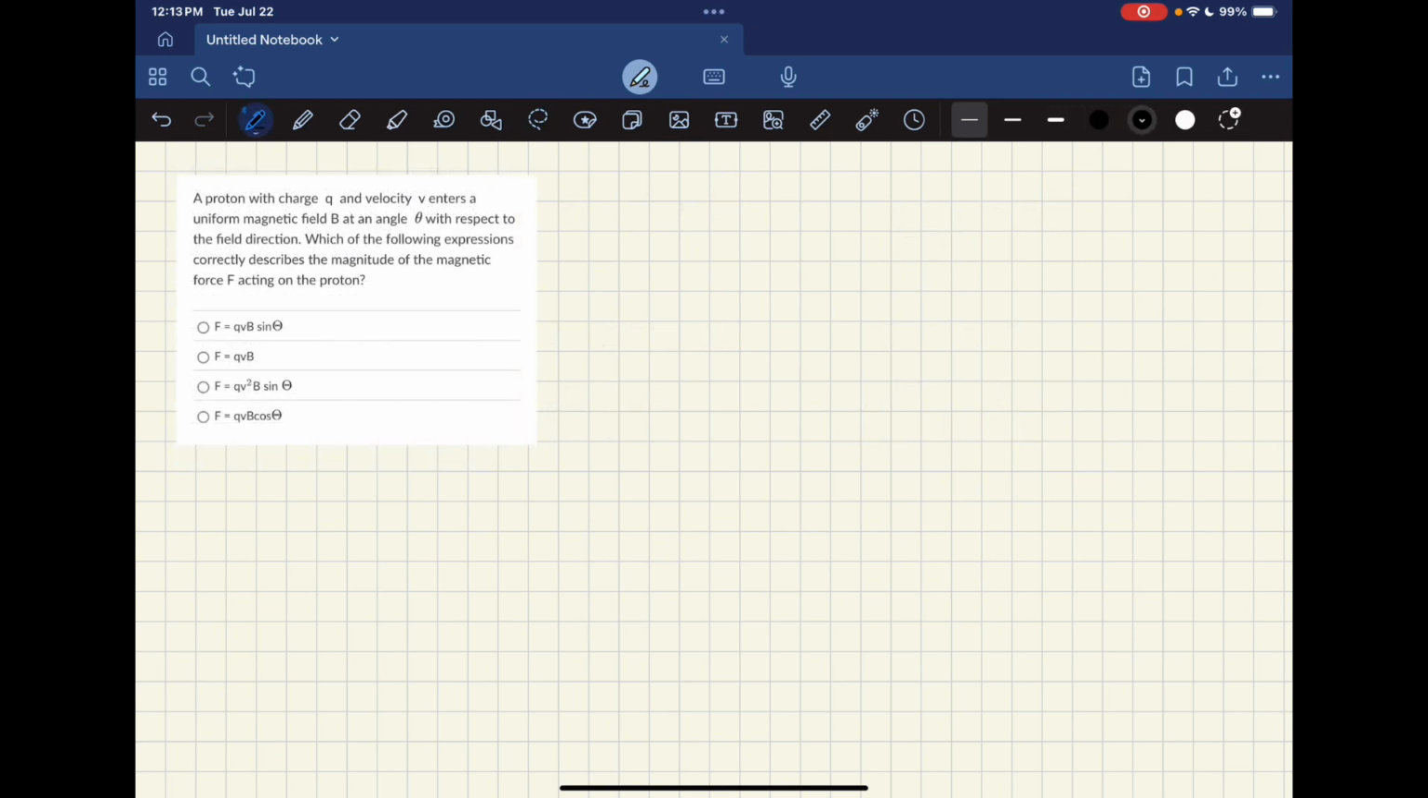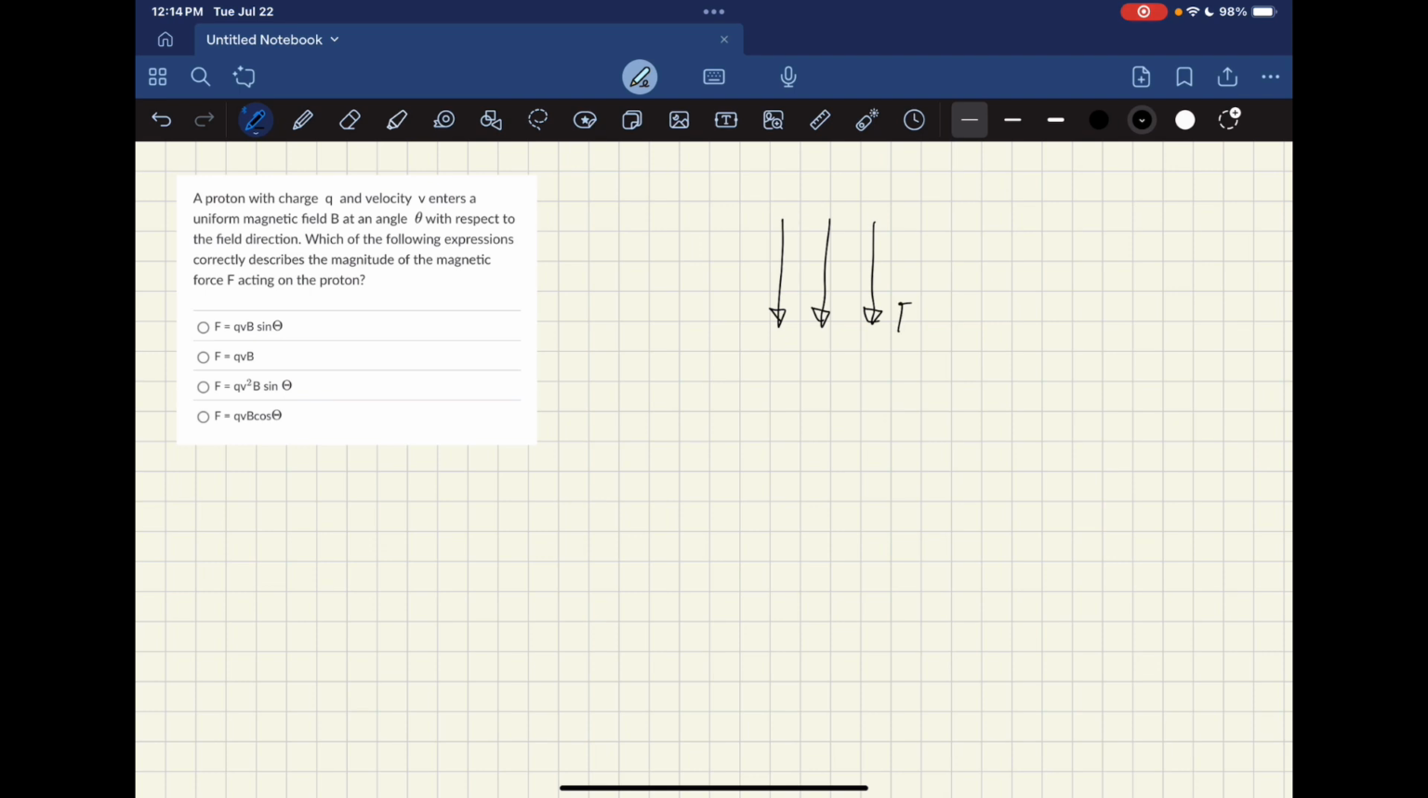Okay, for this next problem, we have a proton with charge q and velocity v. It enters a uniform magnetic field at an angle theta with respect to the field direction. And then it asks which expression correctly describes the magnitude of the magnetic force acting on the proton. We kind of already solved this previously, but I'd like to draw it out and explain it further. So let's say we have a magnetic field pointing downwards.